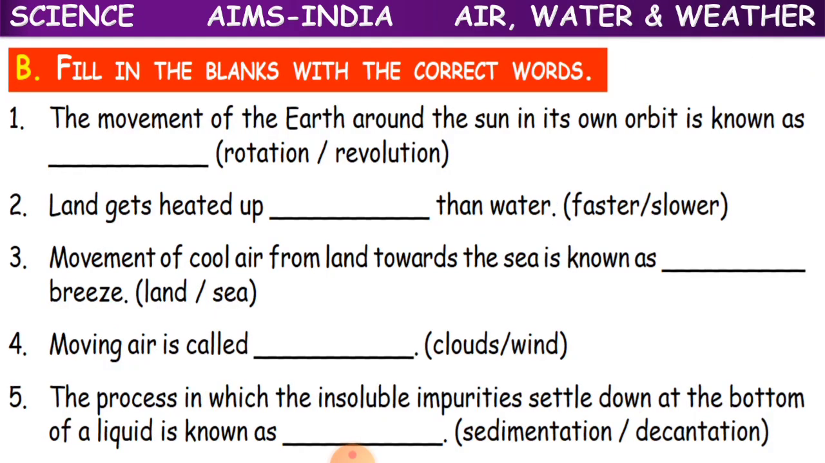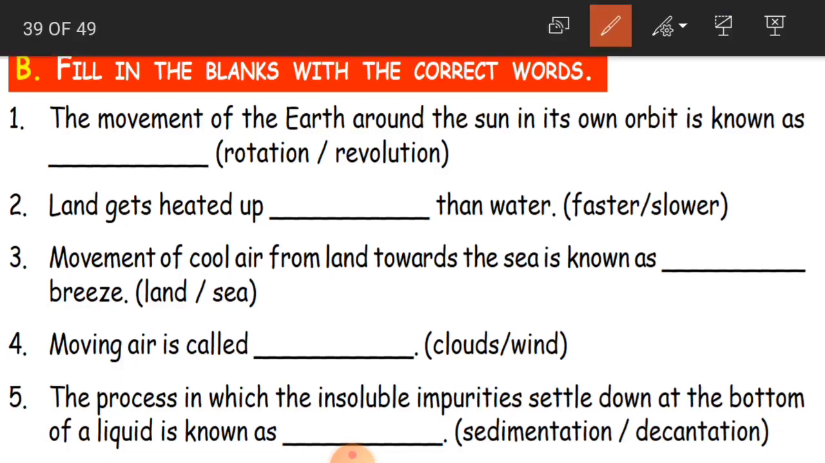And the next exercise, that is B, Fill in the blanks with the correct words. Now the first question here is the movement of the earth around the sun in its own orbit is known as. Again, read carefully. Is it rotation or revolution? And the answer is revolution. When the earth moves around the sun, then it is called revolution.